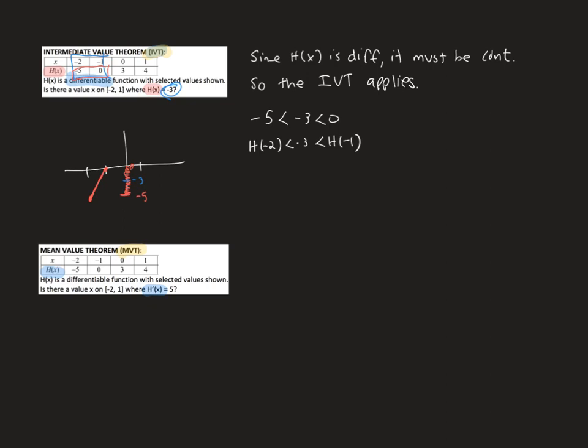So now I'm just going to sum it up, and I'm pretty much just restating the question. So there is an x on, and I know that interval is going to be between -2 and -1. So I'm going to say -2, -1, where h of x equals -3. So the important parts of this, you have to say you have a continuous function, and you know that because it's differentiable.